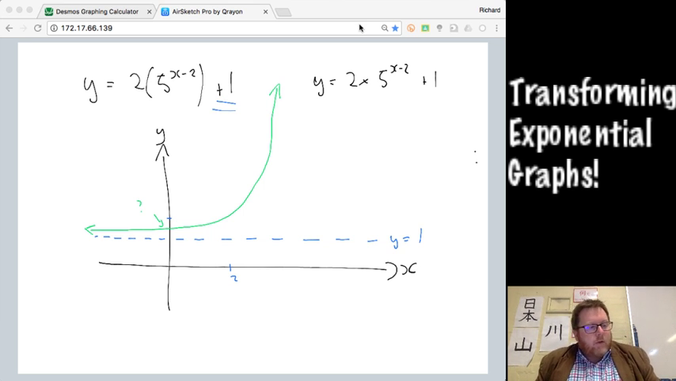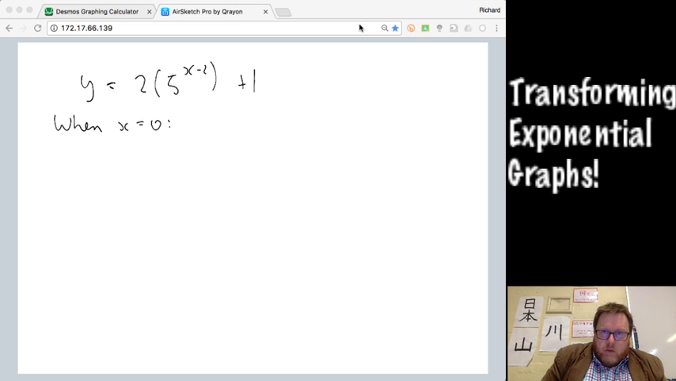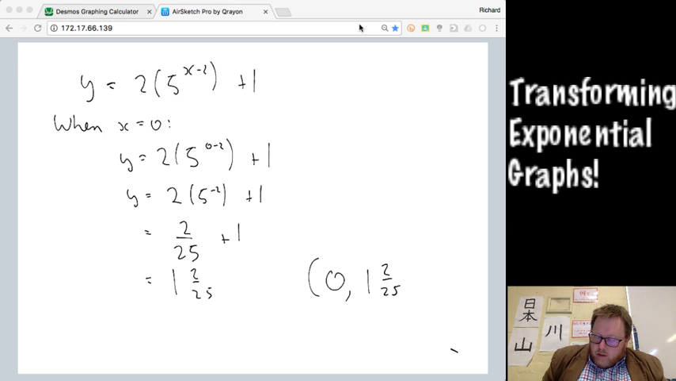Okay, so let's have a look at how we would work out what that y-intercept was. So we know the function is y equals 2 times 5 to the power of x minus 2 plus 1. Well, we just need to do our standard thing. What happens when x equals 0? When x equals 0, we work out the y-intercept. So y is equal to 2 times 5 to the power of 0 minus 2 plus 1, which is y equal to 2 times 5 to the power of negative 2 plus 1. Now 5 to the power of negative 2 is 1 over 5 squared, so it's going to be 2 over 25, 5 squared is 25, plus 1, so we've got 1 and 2 25ths. So when x is 0, y is equal to 1 and 2 25ths.